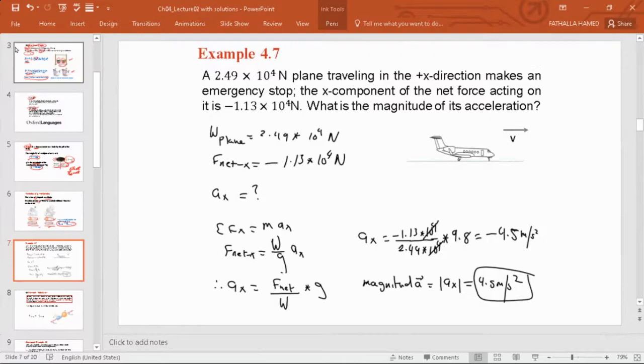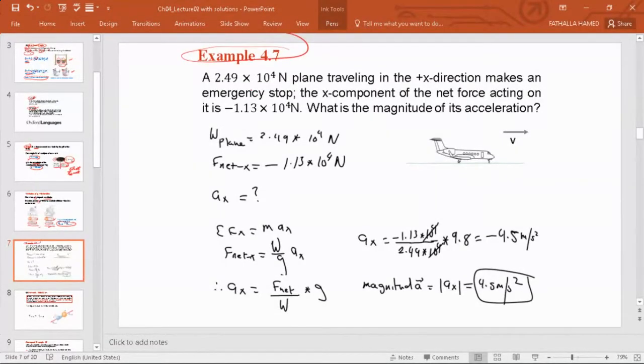Now, let's deal with this example here, where you're given a plane of 2.49 times 10 to the 4 newtons. You see newtons here, units. That means they're giving you the weight of the plane. They're not giving you the mass of the plane. Traveling in the positive x direction, it makes an emergency stop. The x component of the net force acting on it is minus 1.13 times 10 to the 4 newtons. What is the magnitude of its acceleration?